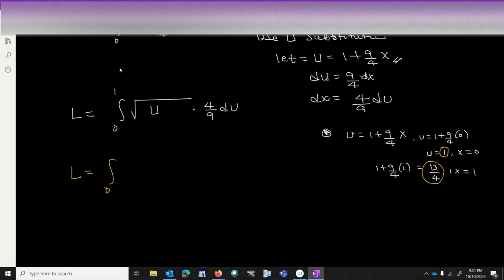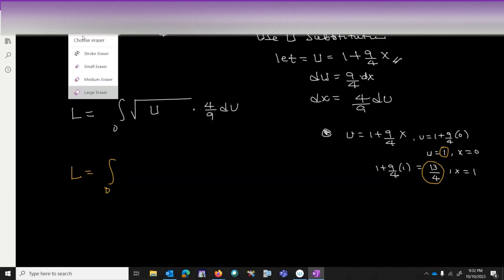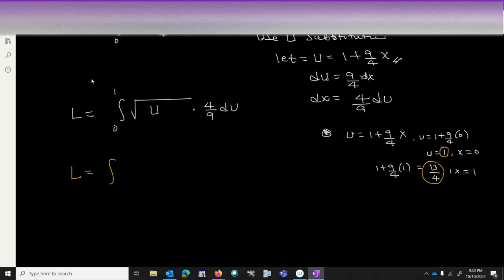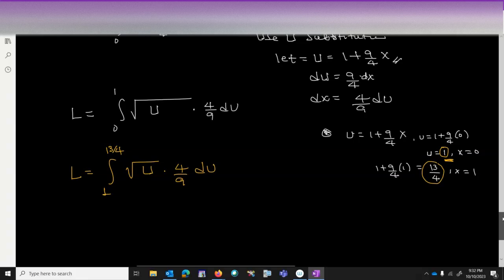Now I have to change my limit of integration because I already have a new limit by substituting x. So my new limit is going to be this one: from 1 to 13 over 4 of the square root of u, times 4 over 9 du. This is the new one.